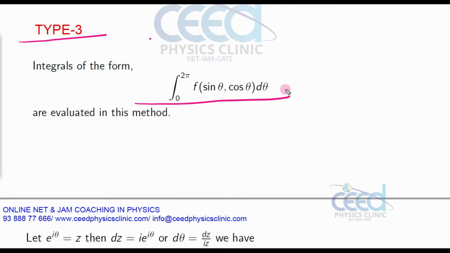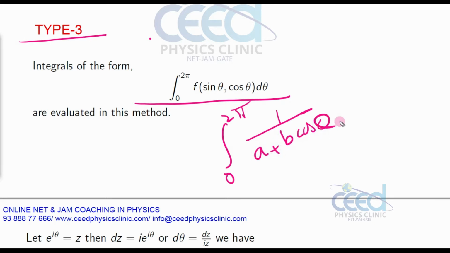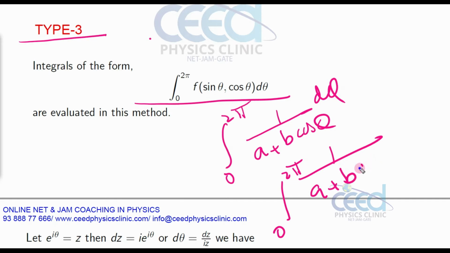Suppose the integral may come like this: integral 0 to 2 pi 1 by 1 plus sin theta. It is usually in the form 1 by a plus b cos theta, or in the form integral 0 to 2 pi 1 by a plus b sin theta. Here a and b may be some constants, and the limit is 0 to 2 pi, right? This kind of integral we can easily calculate using the complex technique.